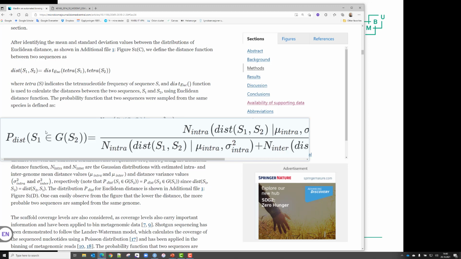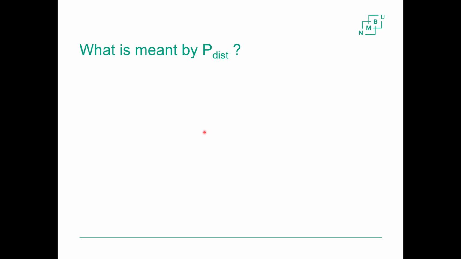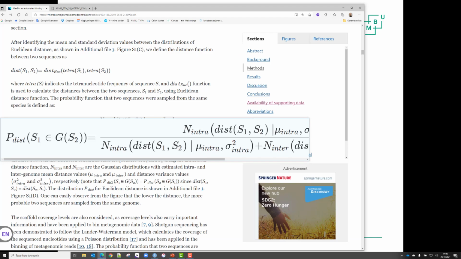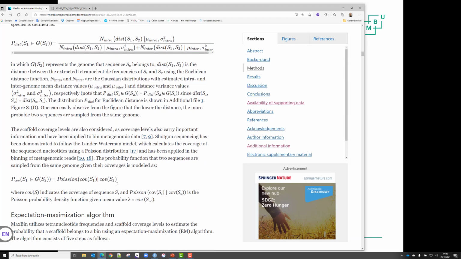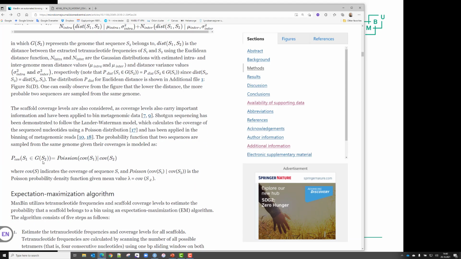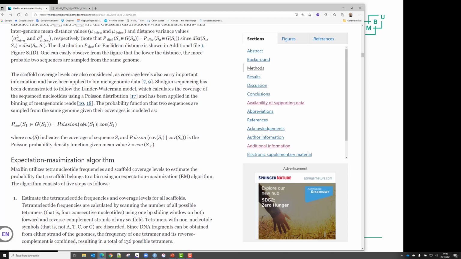The probability that the two contigs come from the same genome based on their tetranucleotide frequencies. And the next is almost the same thing, but based on coverage instead. Similar probability based on coverage. And how is that done? That's slightly different. Let's go back, and here we have the formula for coverage. And then they say we use directly the Poisson distribution.